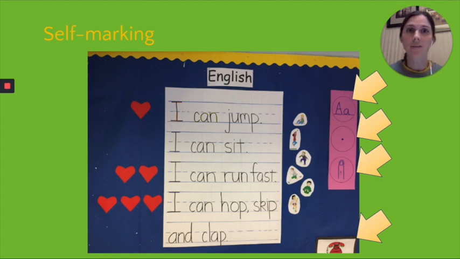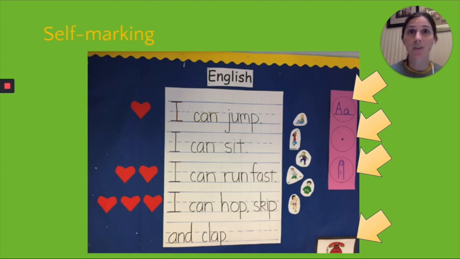Then the next one is a full stop. So checking, have you finished your sentence with a full stop? And the last one there is finger spaces. So checking, have they used finger spaces? So that they can refer to these throughout the lesson. They're up on the board. I put them up on the smart board as well, so they can have a go at marking their own work.